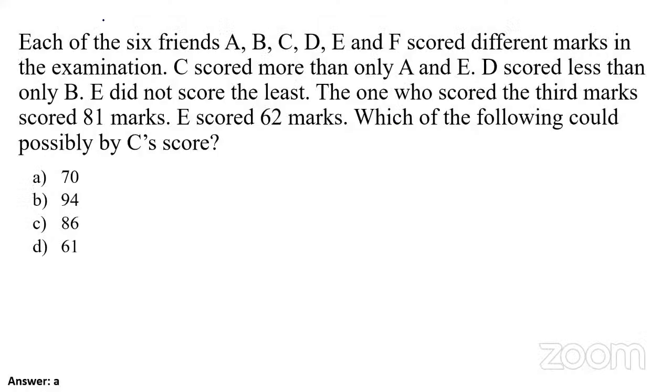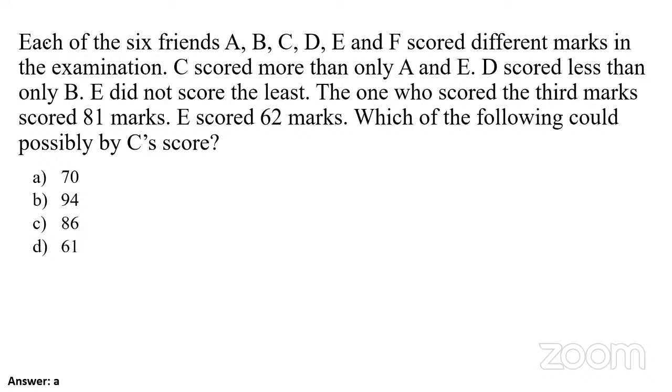So the D score. I'll tell from the beginning. Each of the 6 friends A, B, C, D, E, and F scored different marks in the examination. C scored more than only A and E. So first, there are 6 members, and the third rank is C. D scored less than only B. So first rank is B, and the second scorer is D.